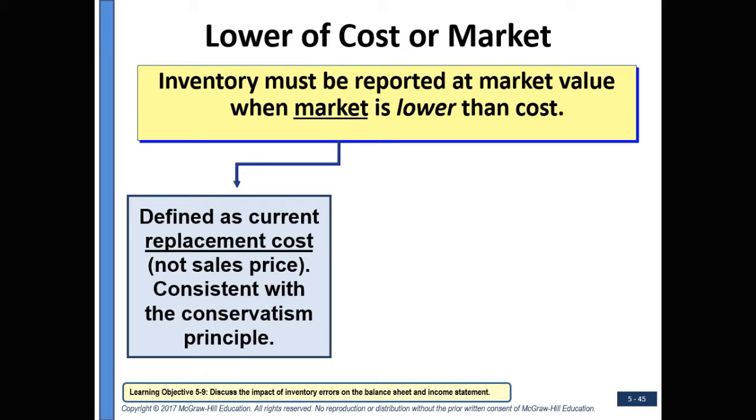One thing that occurs regardless of the cost flow assumption that is in place is that inventory has to be reported at market value when the market is lower than cost. So this is called the lower of market or cost. Market is defined as current replacement cost, not what you can sell it for, but what you can replace it for, and is consistent with the conservatism principle.